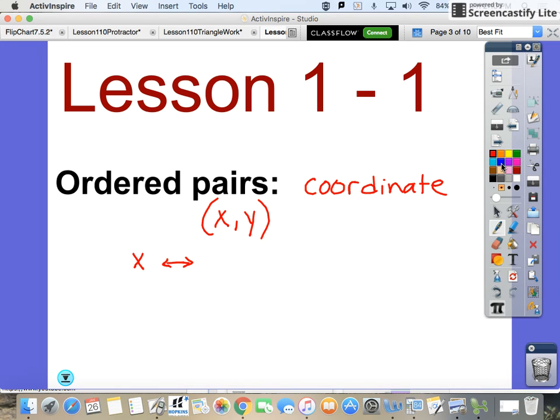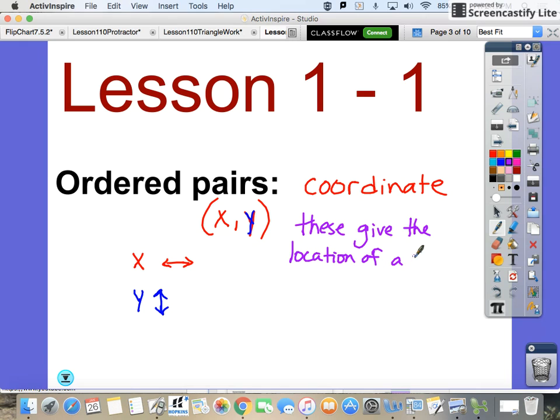And then Y tells you how far up or down you go. So this basically gives you a location. In real life, we use longitude and latitude. So that's what an ordered pair is in the real world. Longitude, latitude, kind of helps you figure out where you're at.